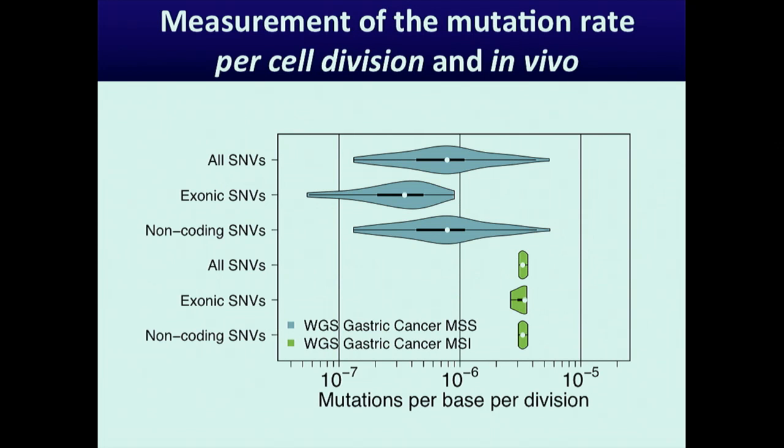And so across the stomach cancers, this is what we measure. These are the measured mutation rates in microsatellite stable stomach cancers and microsatellite unstable stomach cancers. You can see we measure an order of magnitude difference, which would be in line with the expectation. And actually, the mutation rates we measure are quite high.